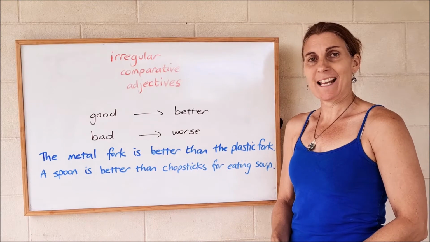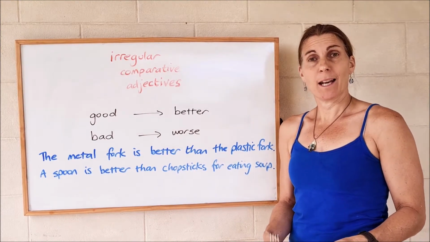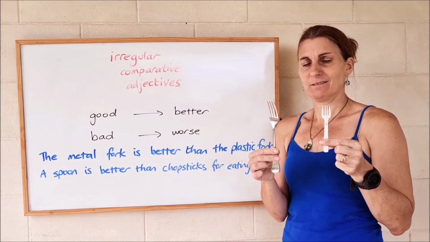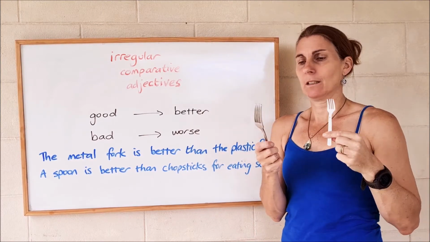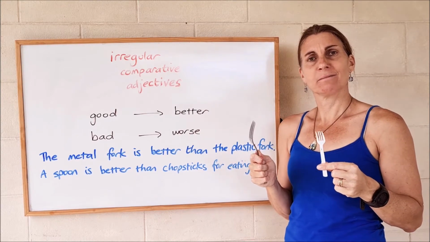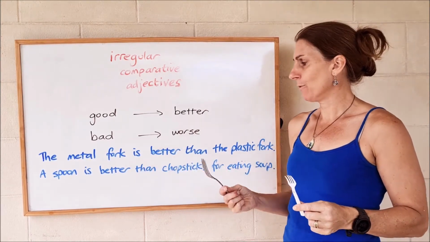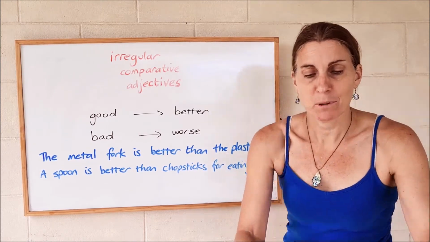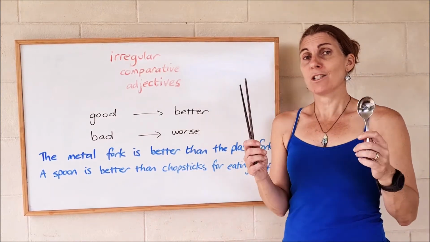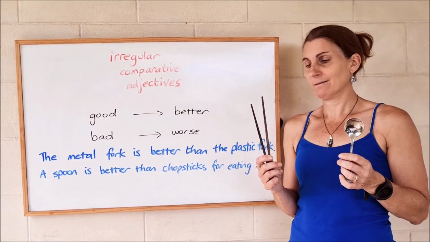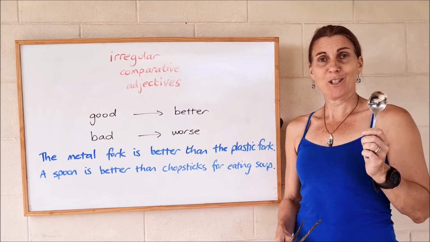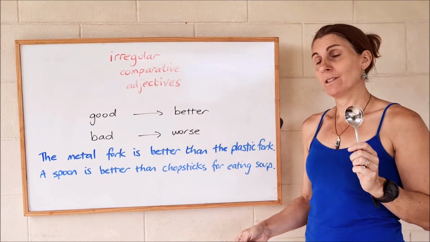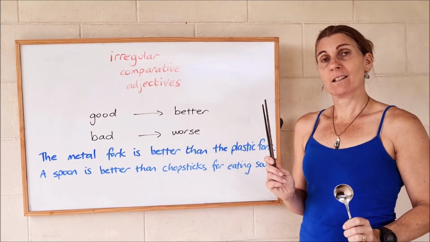Okay, so here are some examples. If I want to eat my lunch, maybe I have some noodles, which fork is better? Plastic fork or a nice solid metal fork? I think for eating noodles, the metal fork is better than the plastic fork. One more example. If I want to eat soup, which is better? Chopsticks or a soup spoon? I think a soup spoon. So a spoon is better than chopsticks for eating soup.